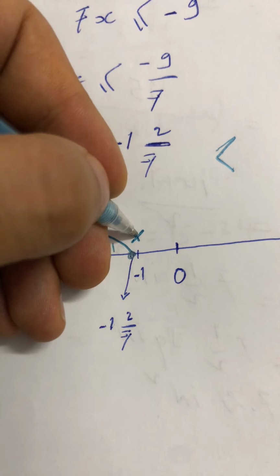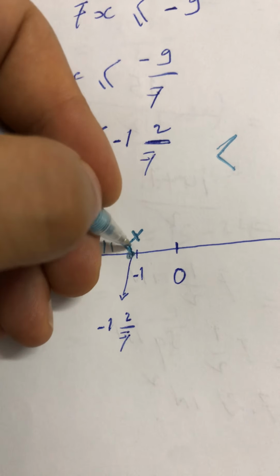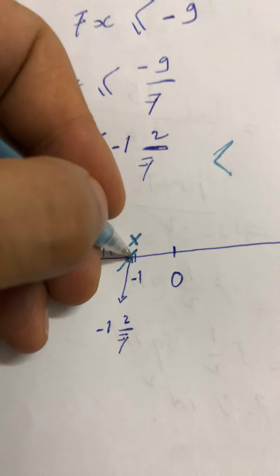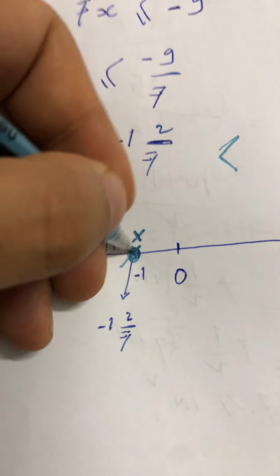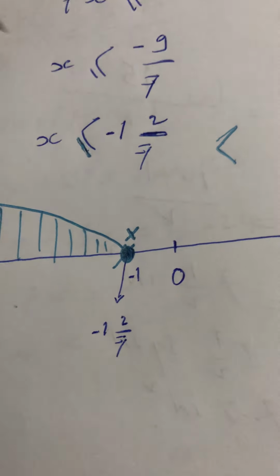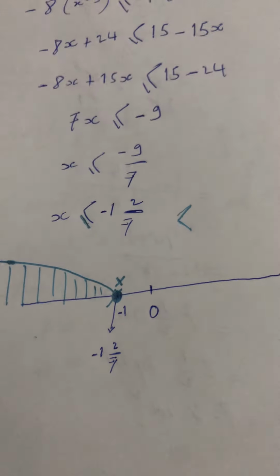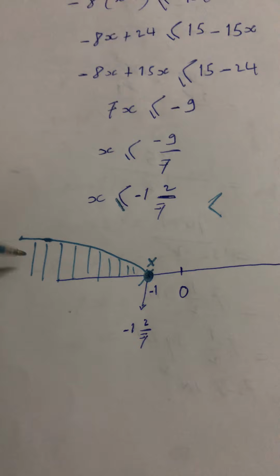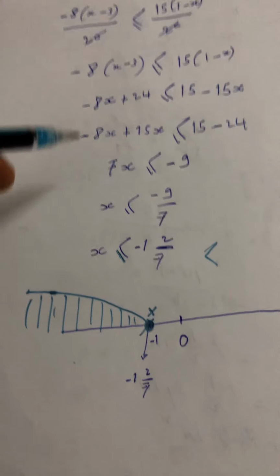So you will make it like this, you delete this value. That means delete this value. You make like this. But right now I have this value because I have this equals. I make a big point. That means this is included. So these are the solution of this inequality.